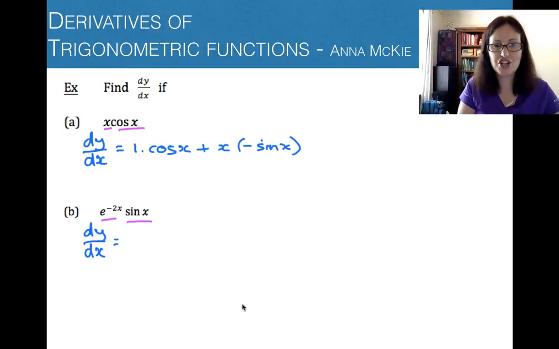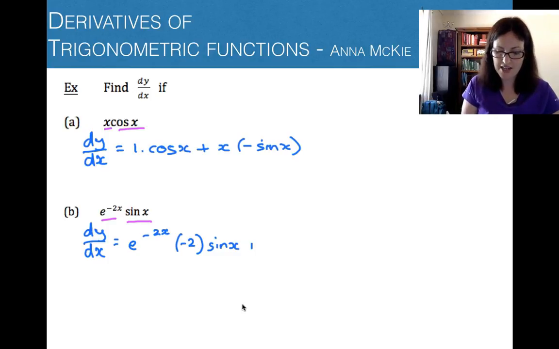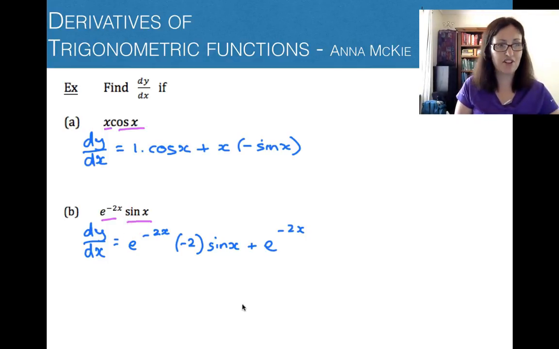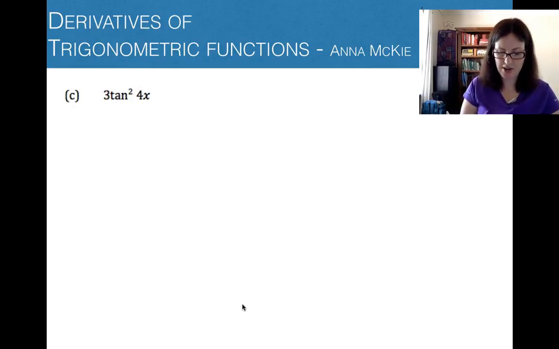Let's just move on. The derivative of this one, again, product rule, first function, second function. So you differentiate the first. When you differentiate an e function, you copy and paste what you have and then differentiate the power. So copy and paste and then differentiate the power and leave the second one. Then you add where you leave the first and differentiate the second. So this second function here, the derivative is cos x. And there's our derivative.